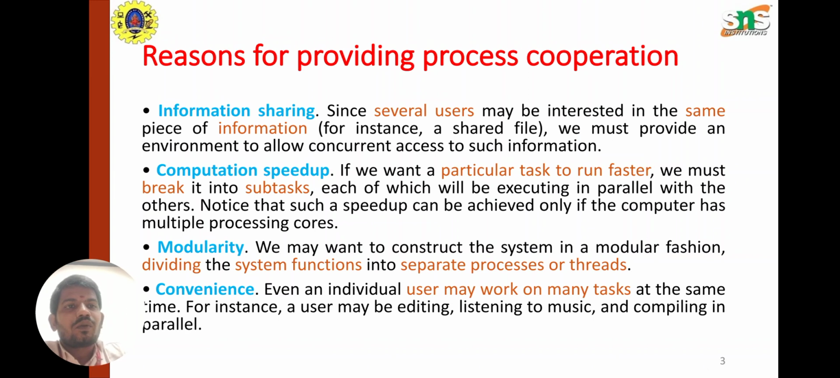Reasons for providing process cooperation: information sharing, since several users may be interested in the same piece of information. For instance, a shared file must provide an environment to allow concurrent access to such information. Computation speedup: if we want a particular task to run faster, we break it into subtasks, each of which executes in parallel with the others. Notice that such a speedup can be achieved only if the computer has multiple processing cores.